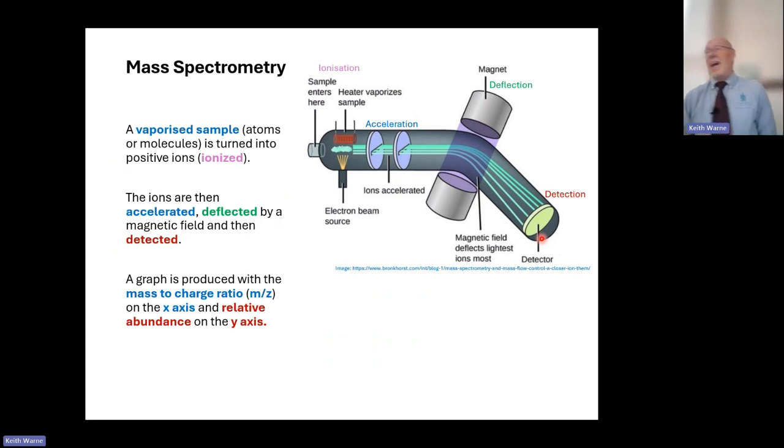I'll come to you in a second. This is actually A level. These details are not in the AS level, they're in the A level, but it just helps to explain where these graphs are coming from.